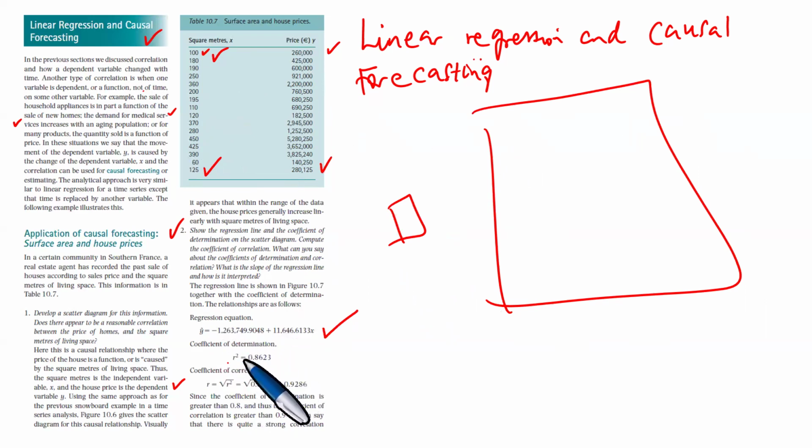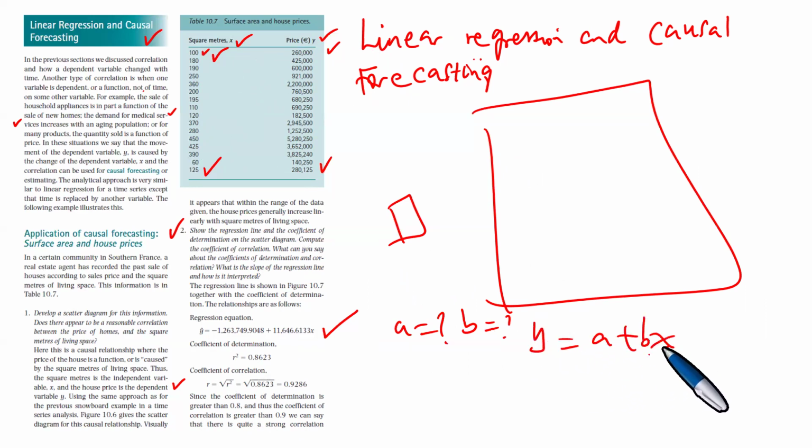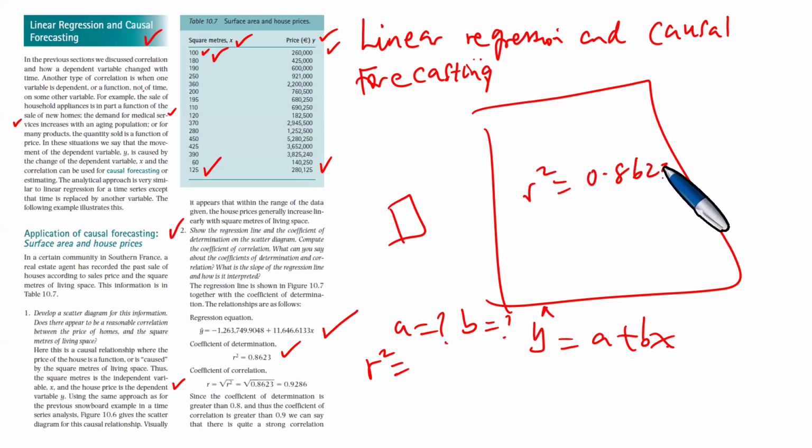This becomes the regression equation, and then the coefficient of determination. If this is the x and this is the y, we can get the regression equation because we can get our a, we can get our b, and then we use y equals a plus bx. From this, we can get y hat, the predicted y value. The coefficient of determination is r squared, and therefore we can get the coefficient of correlation, which is exactly r. So for these houses, we see that r squared is 0.8623, which is the coefficient of determination.